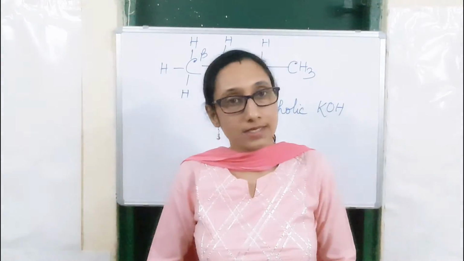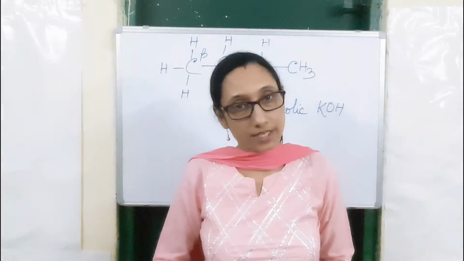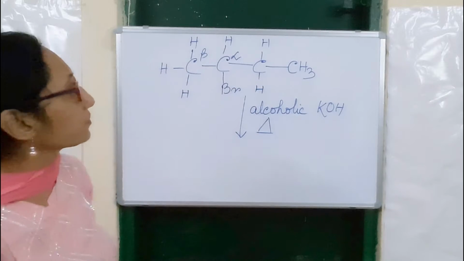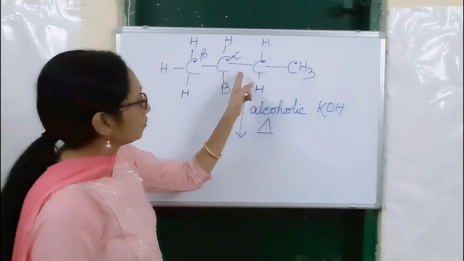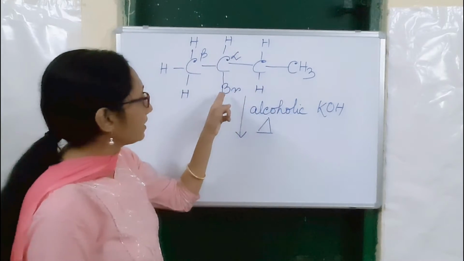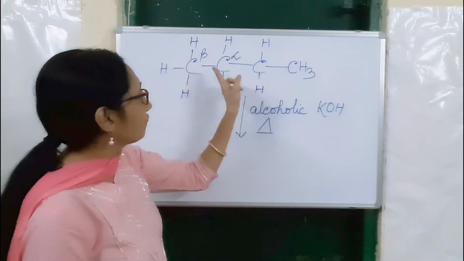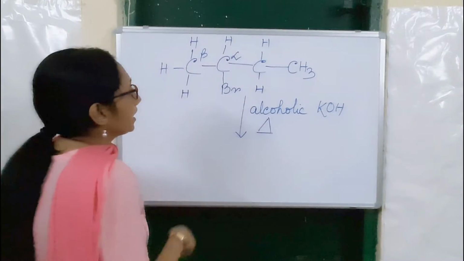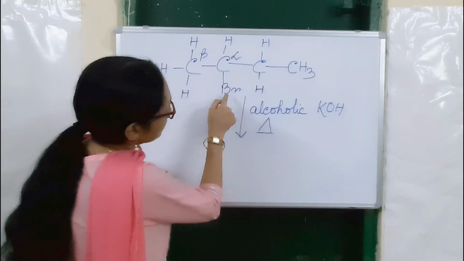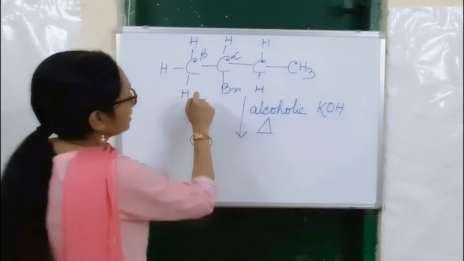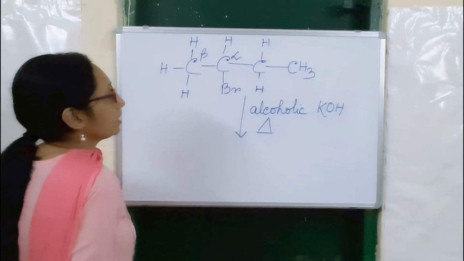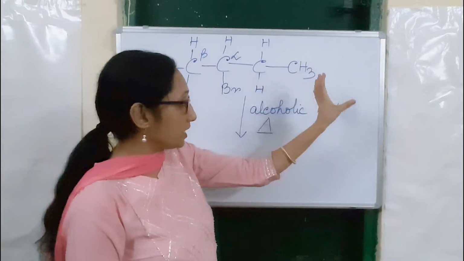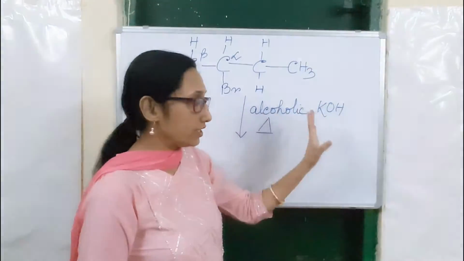Now we will discuss the dehydrohalogenation of 2-bromobutane. Draw the structure. 1, 2, 3, 4. Br is at carbon number 2 and we have 4 carbon atoms. So this is 2-bromobutane. Now this carbon which is attached to Br is the alpha carbon and this is the beta carbon. Now what will happen if we heat this 2-bromobutane with alcoholic KOH?